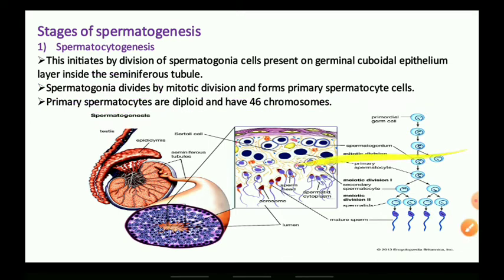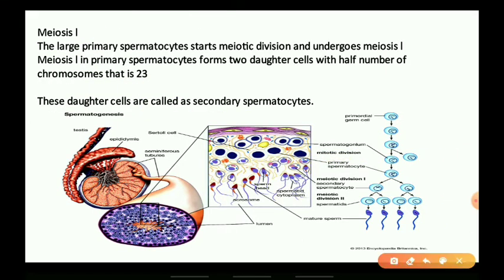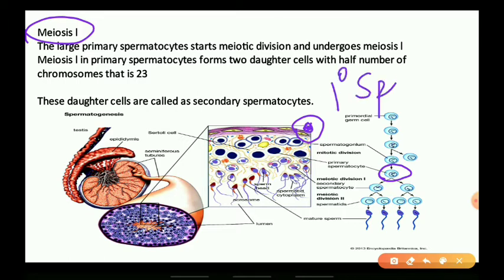Hope it is clear. Now the next stage is meiosis 1. Very important, children, very important. This is meiosis 1. Whatever primary spermatocyte you can see here is now going to undergo the reductional phase of division. This is the primary spermatocyte.